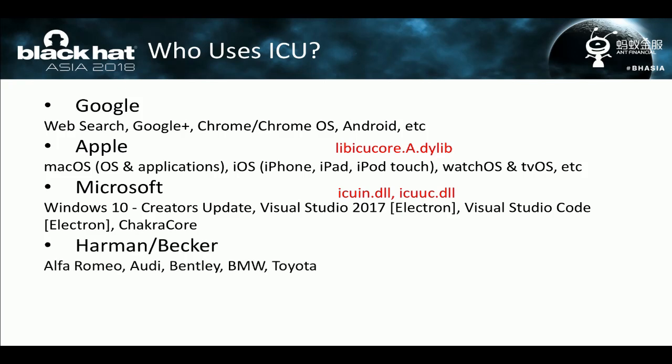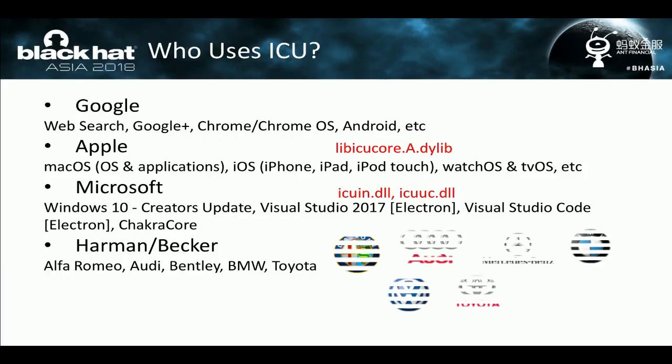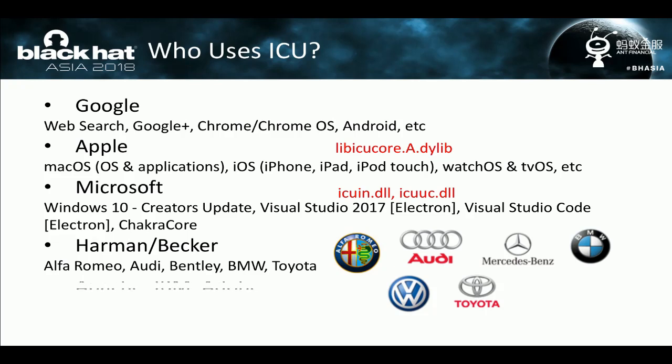There are many cars also using ICU, where the Harman Becker automotive system, like Alfa, Audi, Mercedes-Benz, BMW, and Toyota, they are all using ICU. Besides, Apache, IBM, Adobe, and Northrop products are also using ICU.